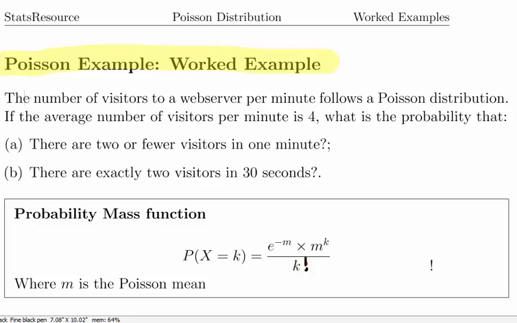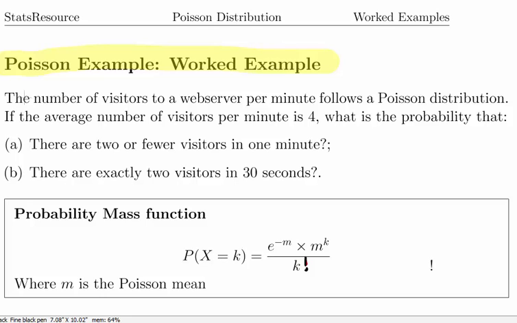The number of visitors to a web server per minute follows a Poisson distribution. If the average number of visitors per minute is 4, what is the probability that there are 2 or fewer visitors in 1 minute, and there are exactly 2 visitors in 30 seconds?